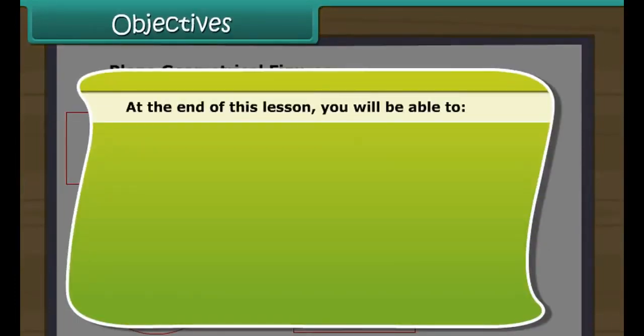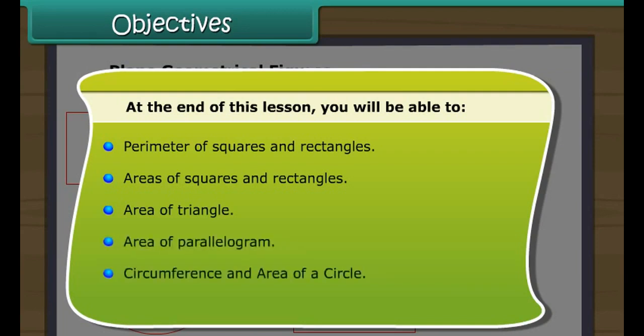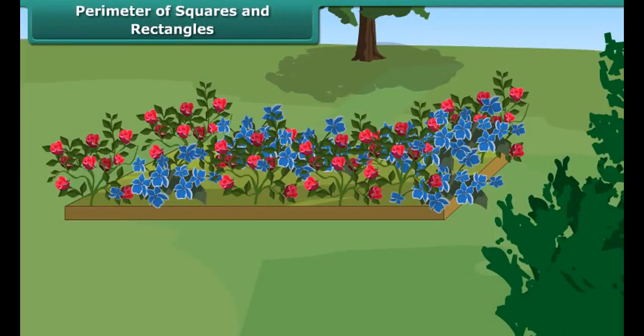At the end of this lesson, you'll be able to find the perimeter of squares and rectangles, areas of squares and rectangles, area of a triangle, area of a parallelogram, circumference and area of a circle, and unit conversions.